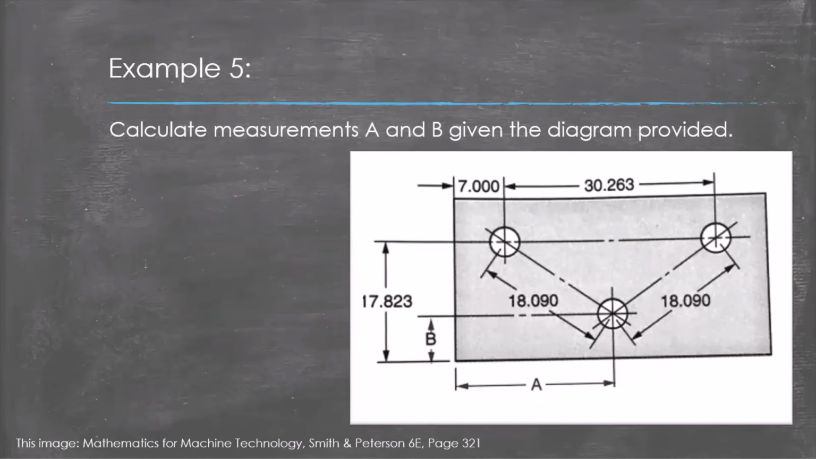I think I've got one after this, and then we'll be finished. So this one again is a nice straightforward calculation. We want to find measurements A and B. So I'm looking for the measurement here and the measurement here, given the diagram provided.